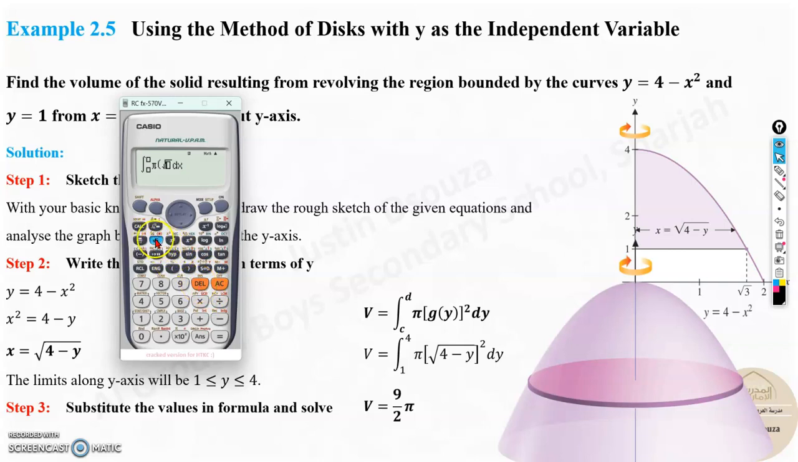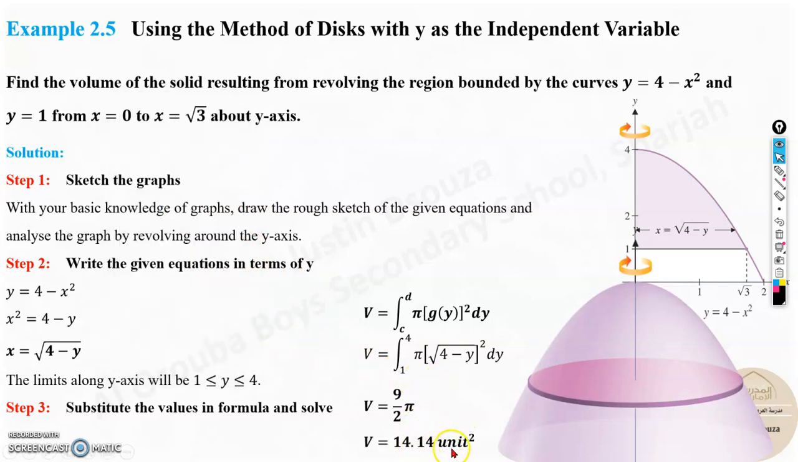That is, I did not use the square root. Now it is 4 minus, this is supposed to be y, close the bracket and square it, and the limits are from 1 to 4. The answer is 4.5, 9 by 2 is 4.5 pi, or 14.1314 unit cube. Again, I've made a mistake. I'm sorry. I will change this error in this PPT and re-upload it. But please note, this is cube. Volume will always be in terms of cube because there are 3 dimensions.